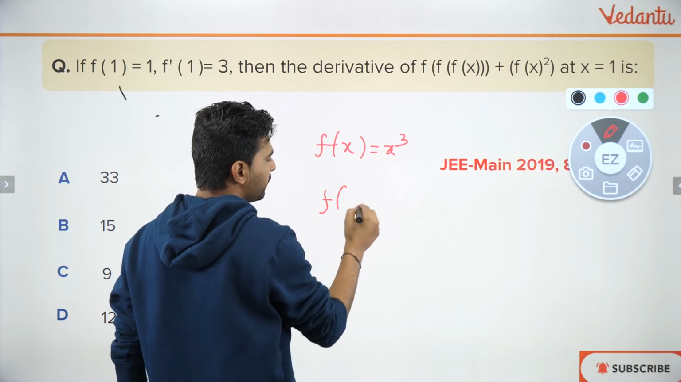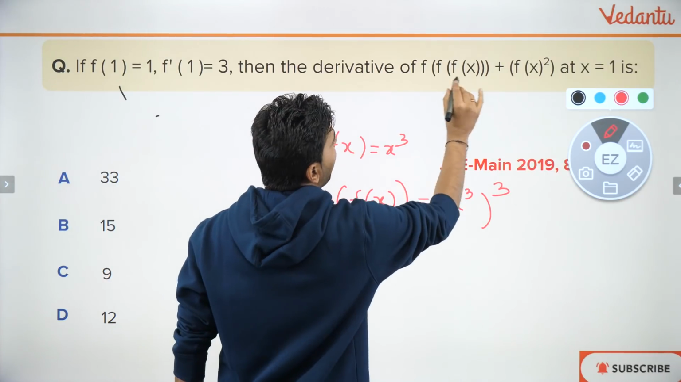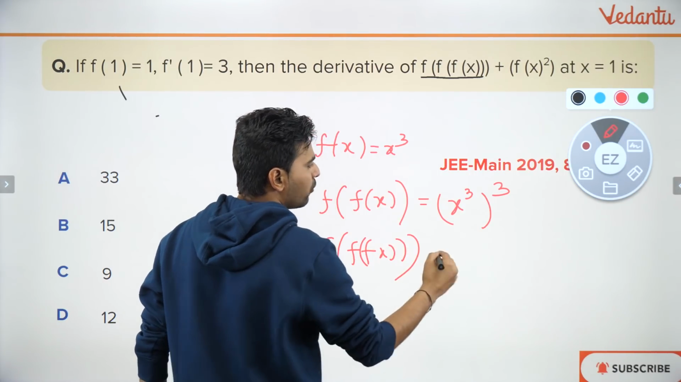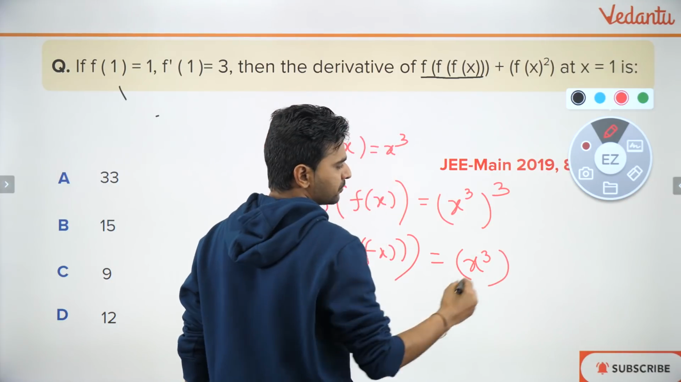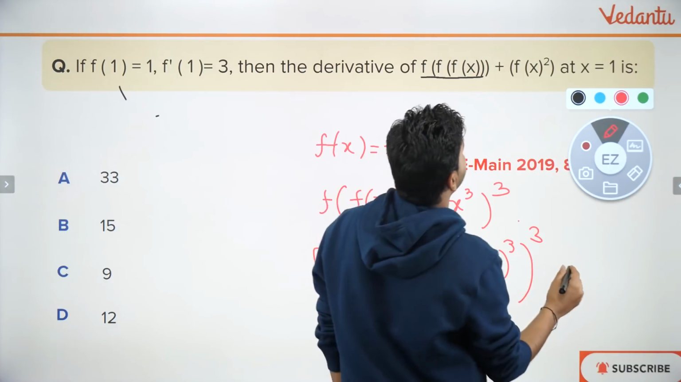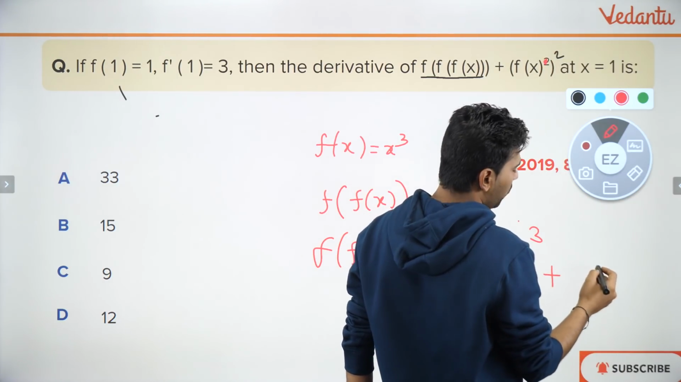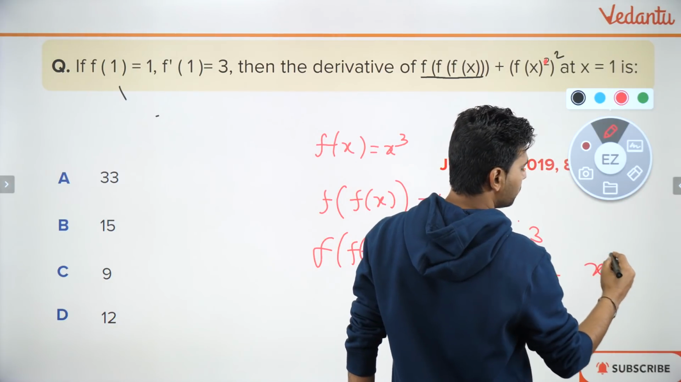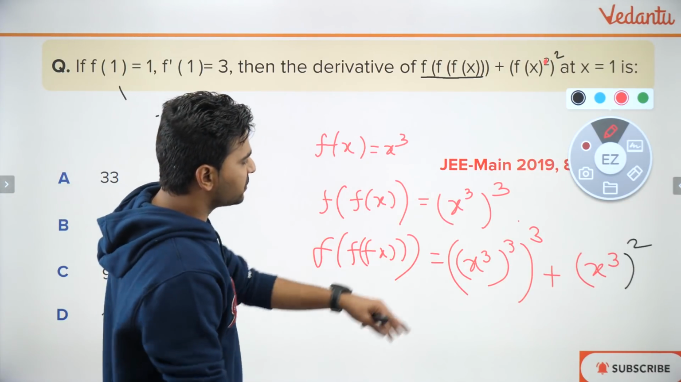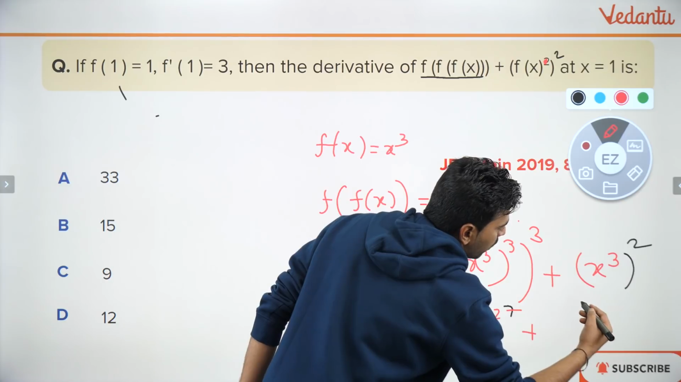So f(x) will become what? It will become x cube, whole cube. Now it is having f(x) also, so f(x) will become x cube again, cubed. Right or not? Now it is asking, plus f(x) whole square is also there. So f(x) whole square will become x cube whole square. Now let's differentiate this function. This is x to the power 27 and this is x to the power 6.